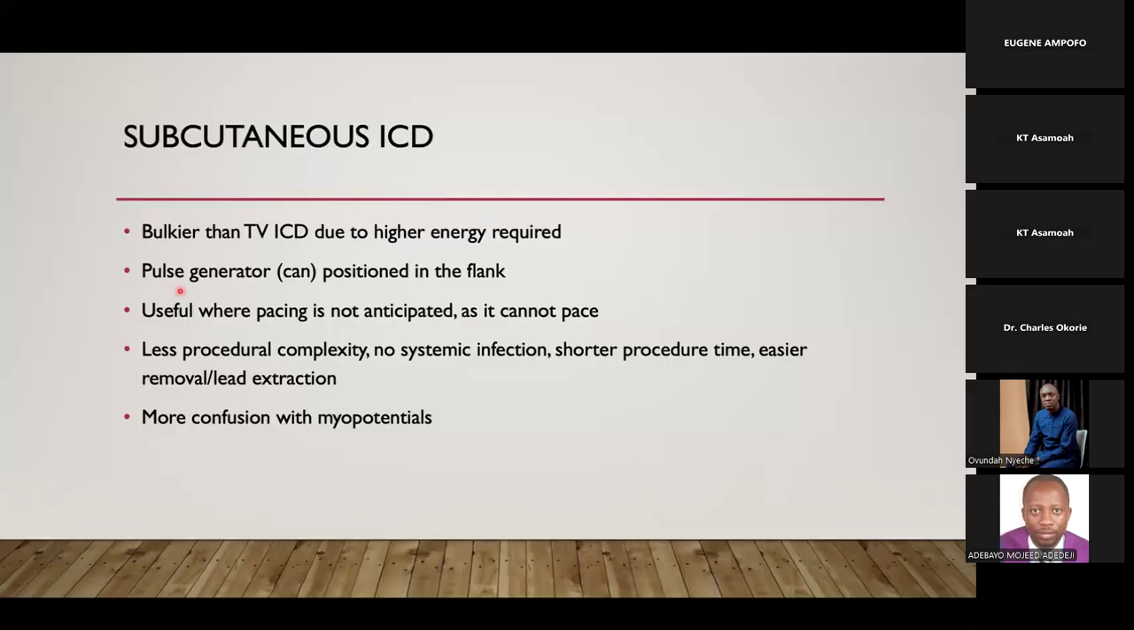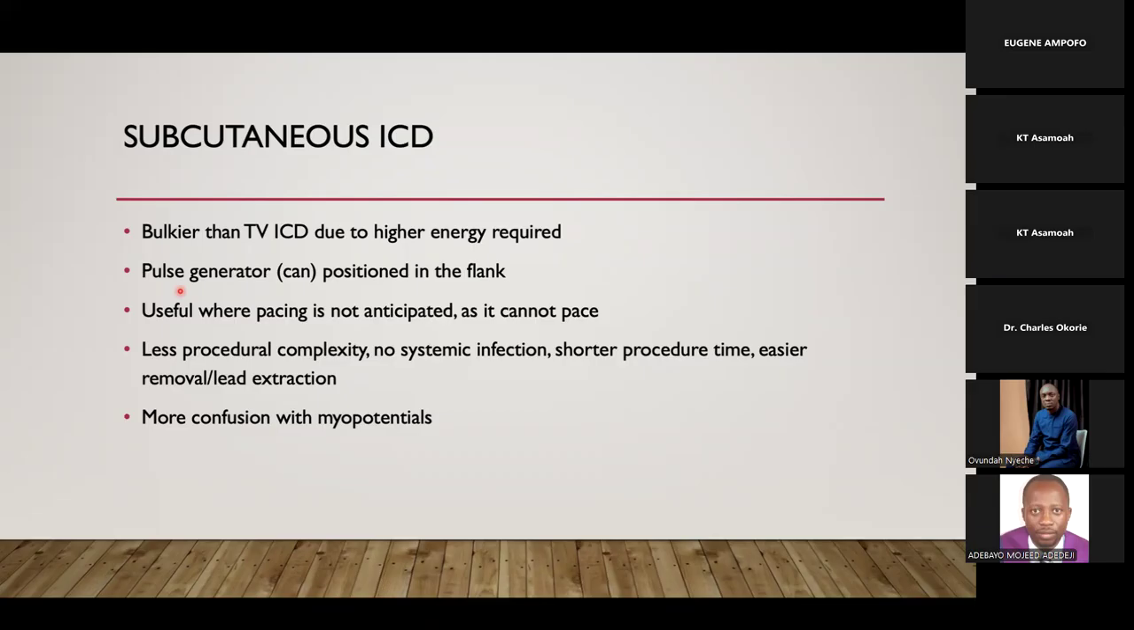The other thing is that the subcutaneous ICD is not able to pace. It's able to give some initial pacing after shocking, but it can't be used for regular pacing. That limits its use: if you have a patient who may concomitantly need some regular backup pacing, then the subcutaneous ICD is not the right choice. That one you'd have to go with a transvenous ICD.